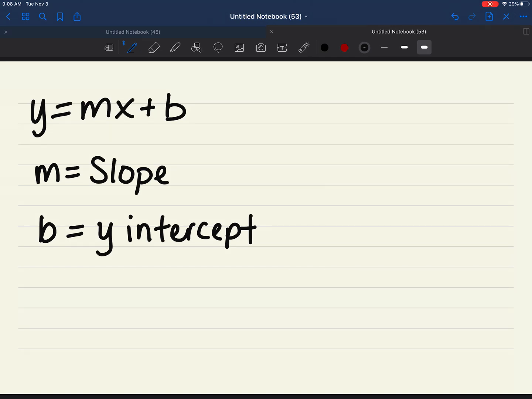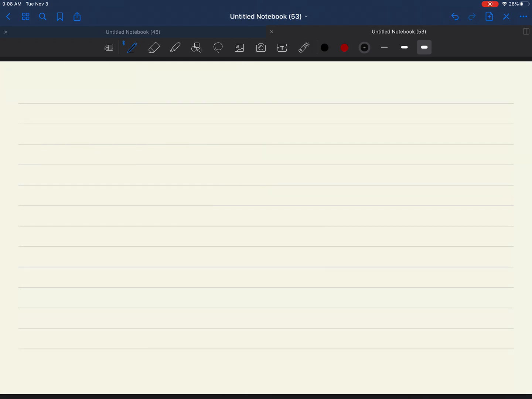Really, this is the best way to graph too, because it's the easiest way to graph. You don't have to make a table. You don't have to worry about finding the x and y intercept. If your equation is already in this form, it makes graphing a whole lot easier. Okay? All right, so here's what we're going to do. First thing we're going to talk about is how to write an equation in slope-intercept form, and then we're going to look at how to graph it.